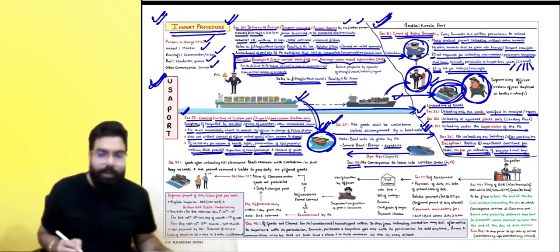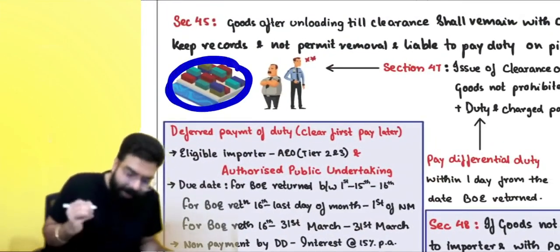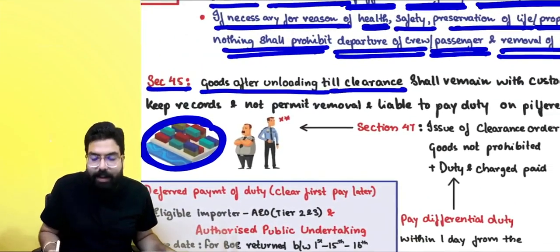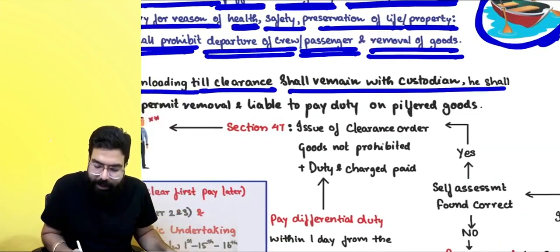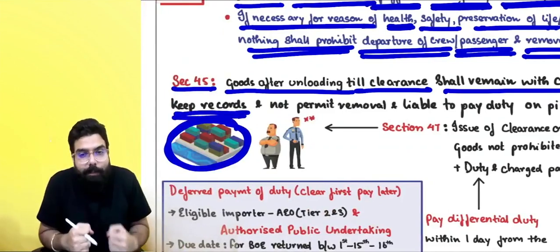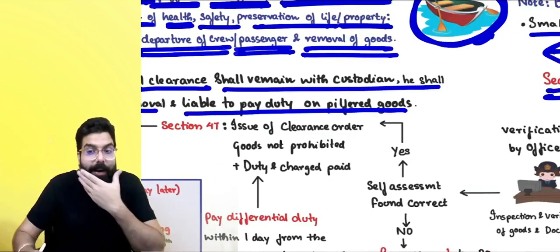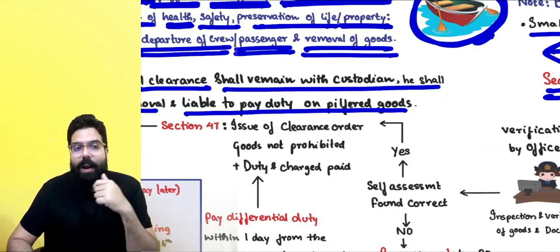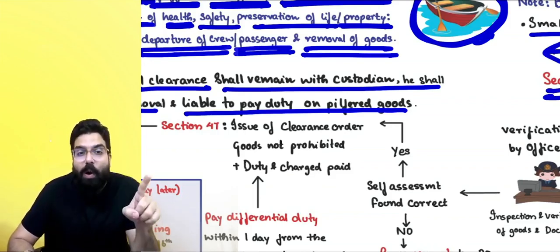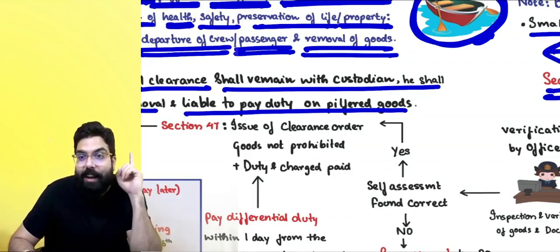Sir, now the goods are unloaded. Once the goods are unloaded, they will remain with the custodian. Section 45 says goods after unloading, till clearance, shall remain with the custodian. The custodian will keep the records. He will not permit the removal. And always remember, the custodians appointed under section 45 are liable to pay the duty if the goods are pilfered.